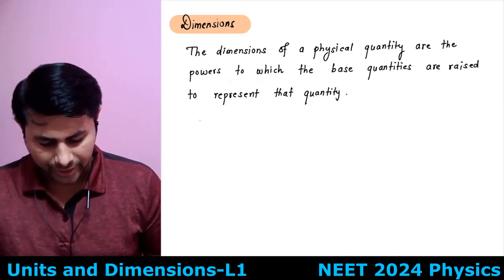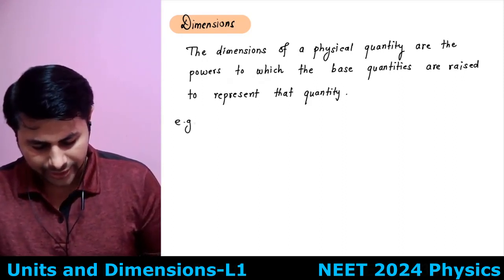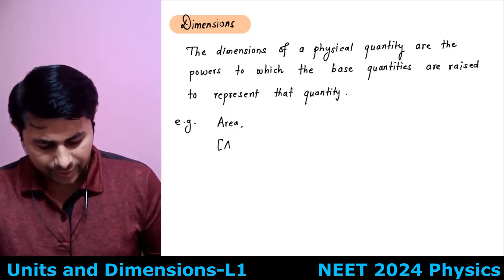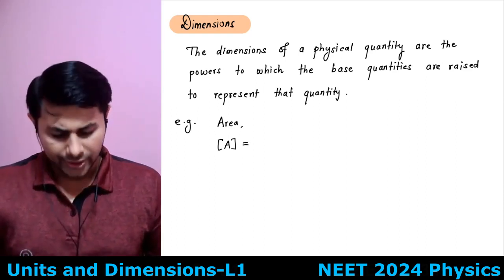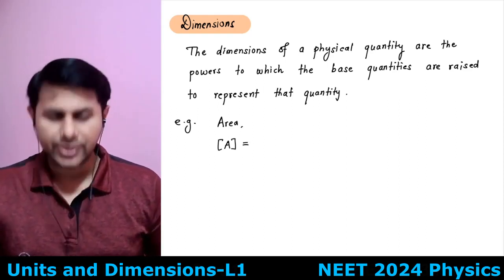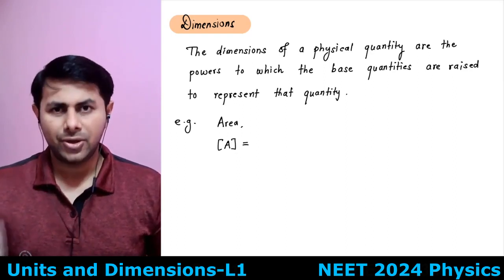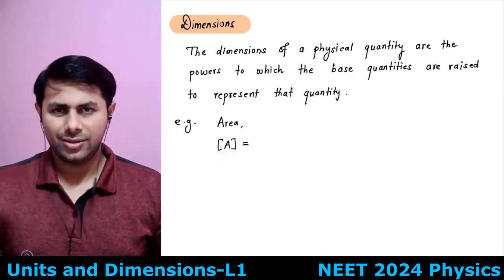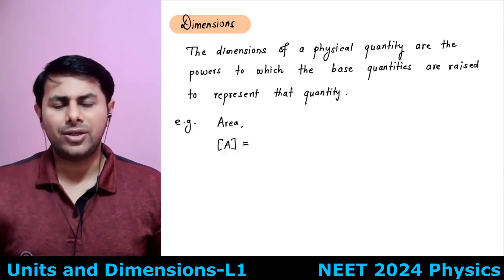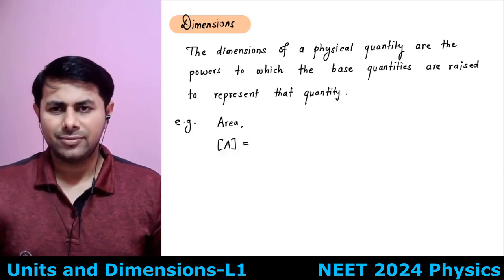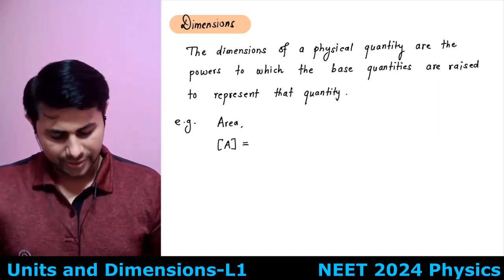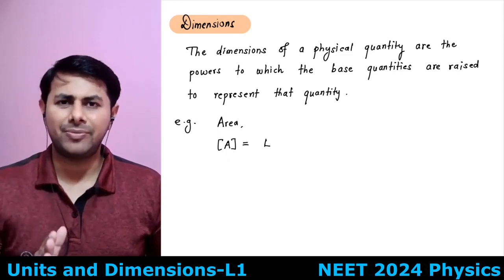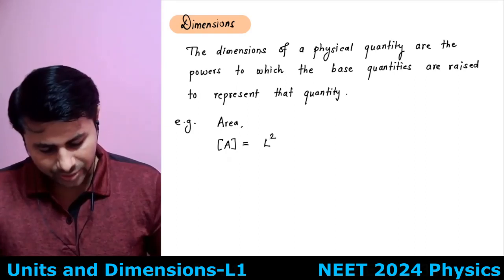Let's say I want to find out the dimensions of area. I will write area like this and put it in a box. And what is dimension? It is the power to which fundamental quantities are raised in order to get the representation or the formula for this particular quantity. So what fundamental quantities are required to represent area? Length. I need only length. It is length multiplied by breadth, or I can say length multiplied by length itself. It is L to the power 2.